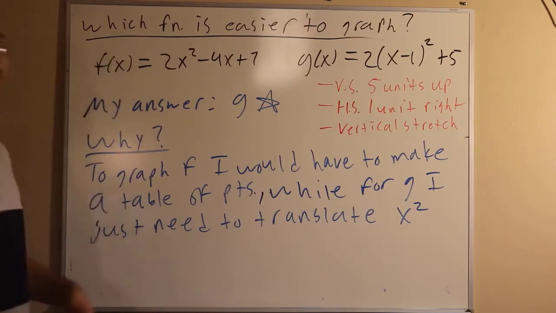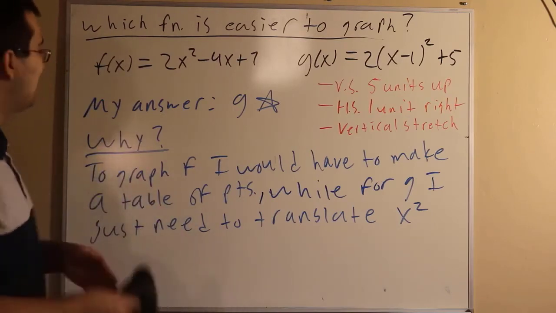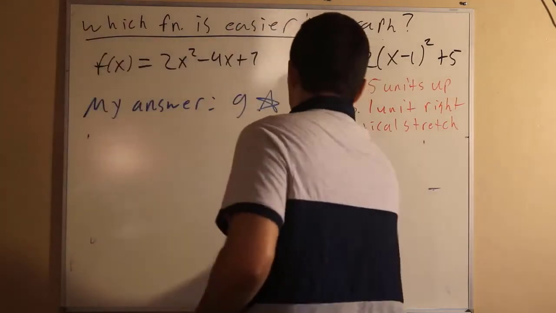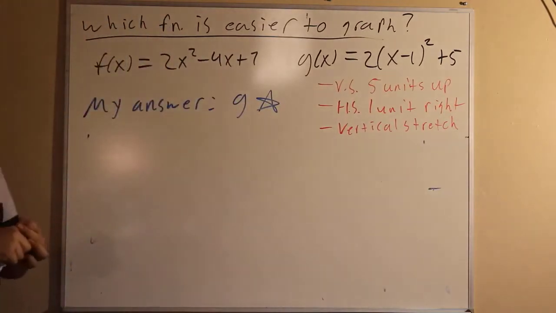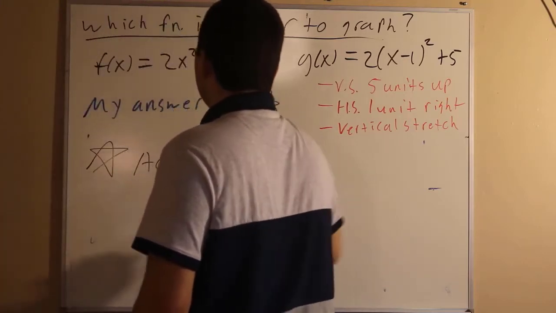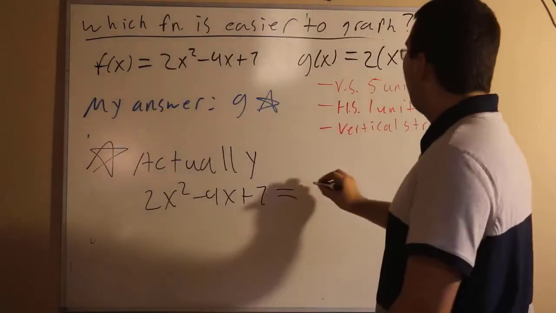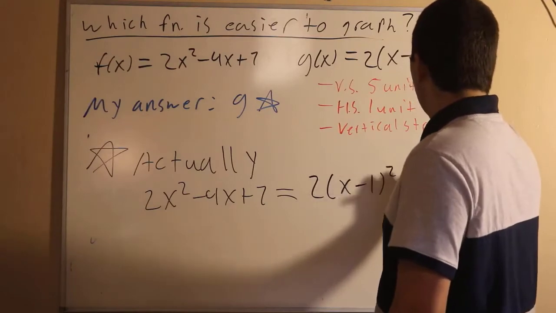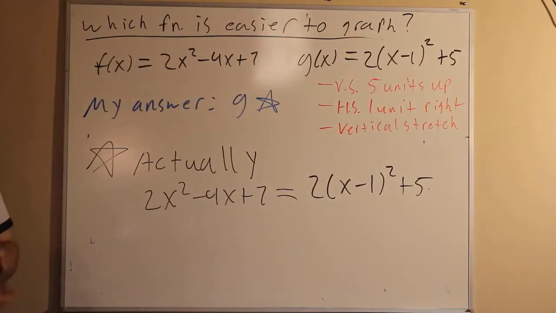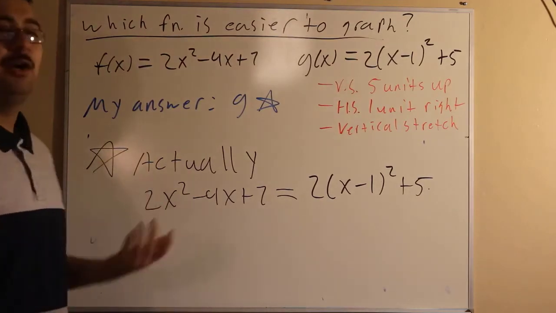Okay, now, here's the kicker. What's the big kicker about this question? I'm sure some of you have realized it at this point. I'm going to go ahead and erase this part. This is actually a trick question. Why is that? Because in actuality, 2x squared minus 4x plus 7 is the same thing as 2 times (x minus 1) squared plus 5. These equal each other. These are actually equivalent. It's just 2 different forms of writing the same type of equation, that being a quadratic equation.